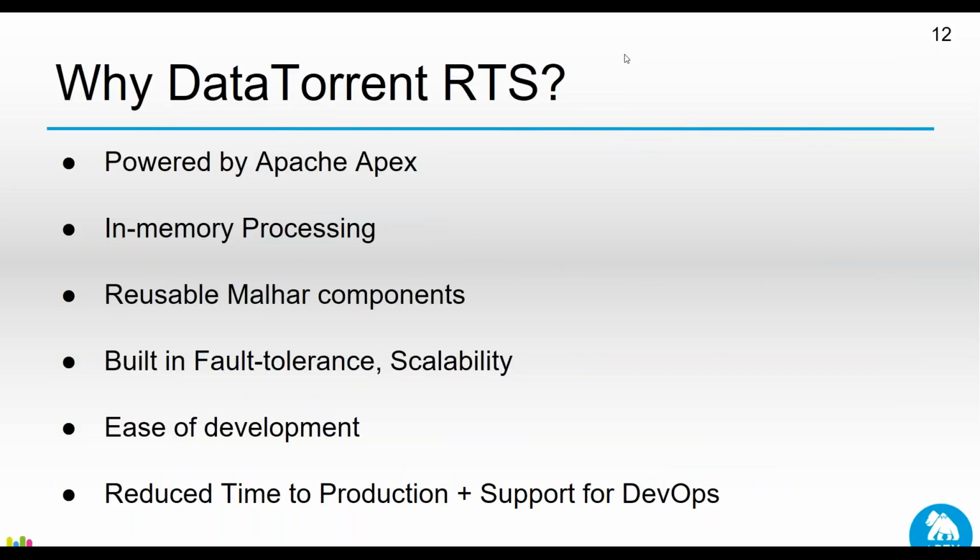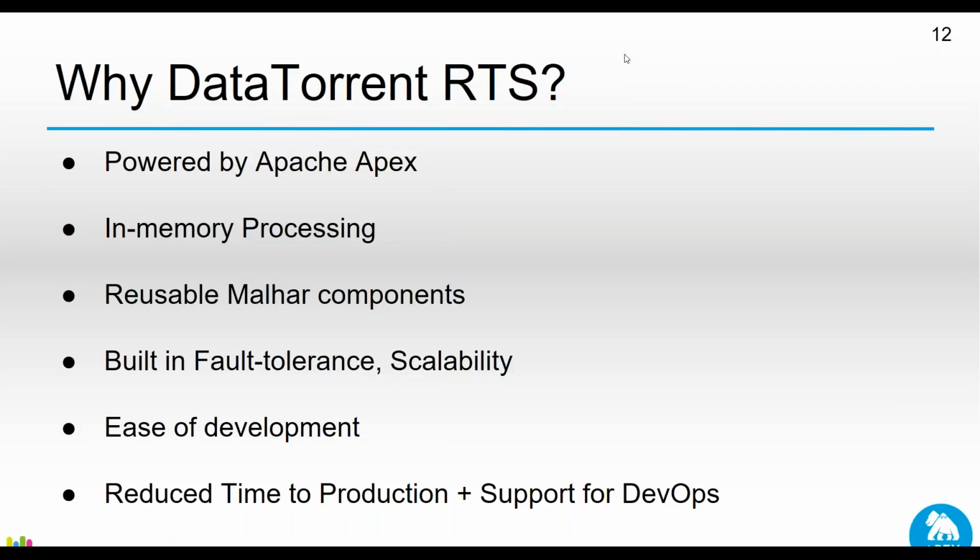So why DataTorrent RTS? When we look at these particular pipelines or applications, however you would like to call it, DataTorrent RTS is required because of these particular reasons. A, it is powered by an open source Apache project, Apex, which has garnered a lot of interest. We have more than 60 contributors to the project. It's being looked at as one of the topmost projects in the ecosystem in the recent past.